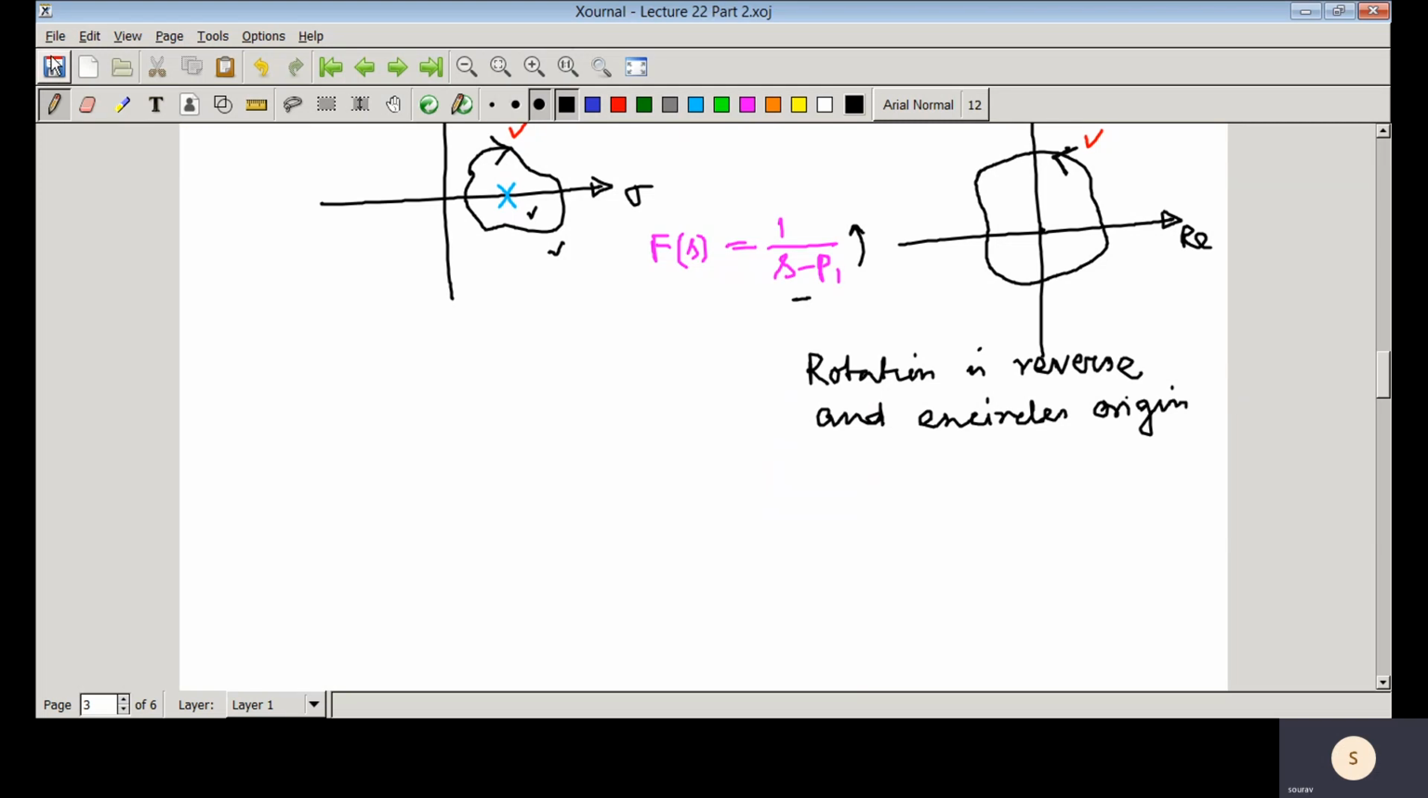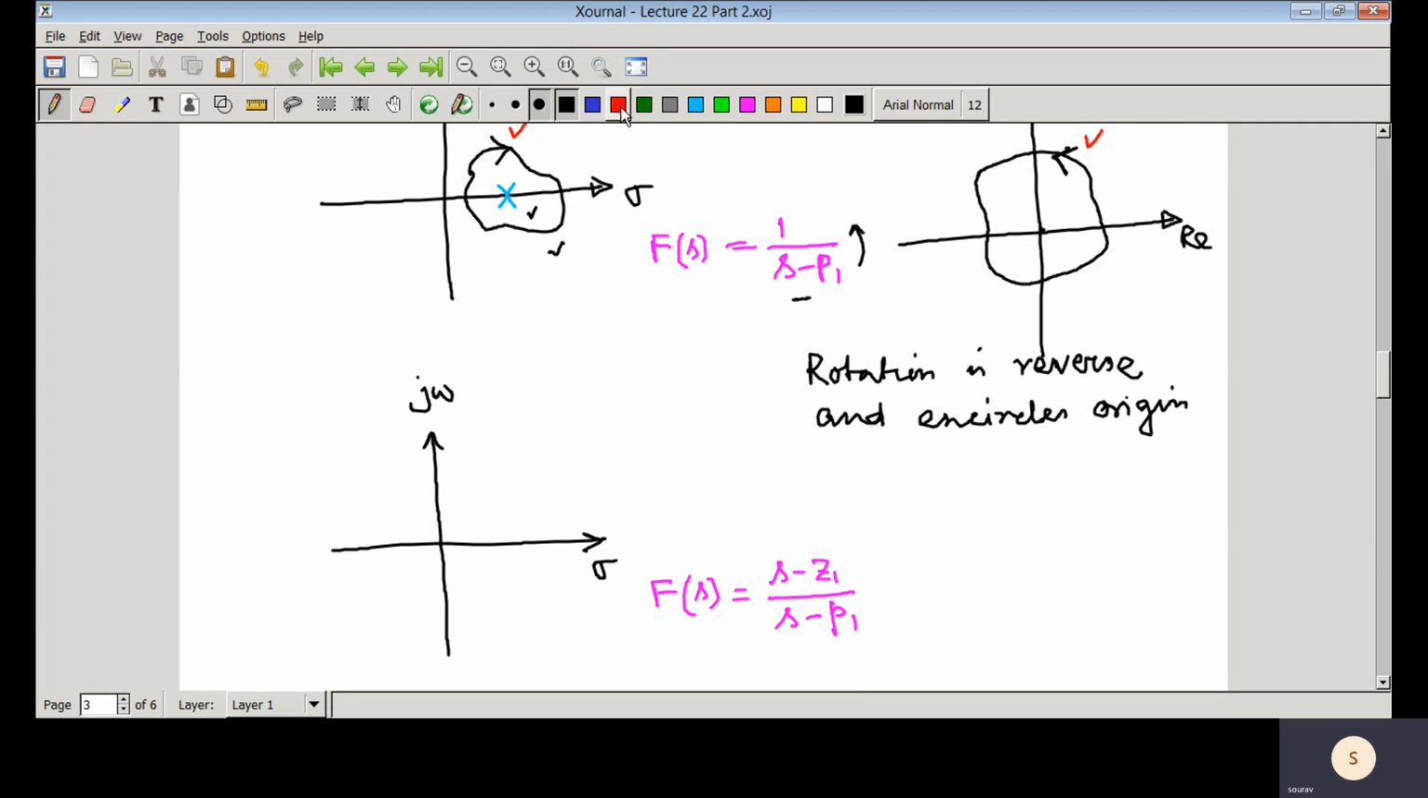So now the question is, if there is a function that has poles and zeros, then what happens? Suppose we have a function. Again I am reminding you, what I am discussing is the principle of argument, and based on that the Nyquist stability criterion is established. So here we can see this is j omega, and this is the s plane.